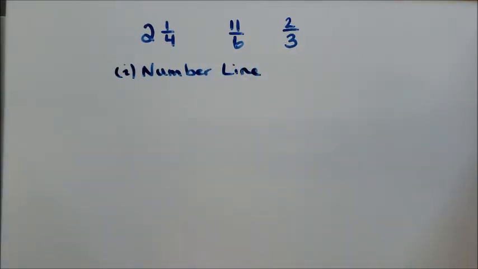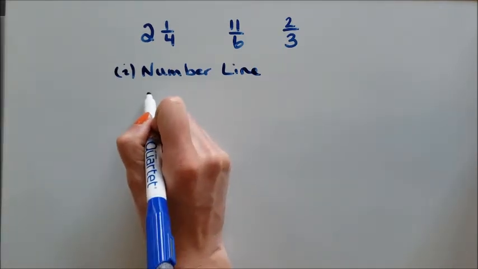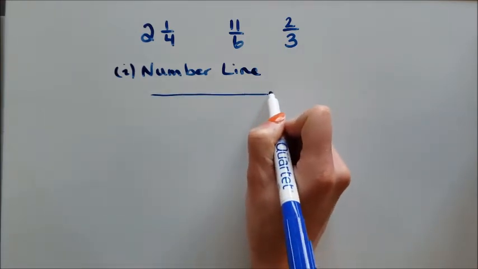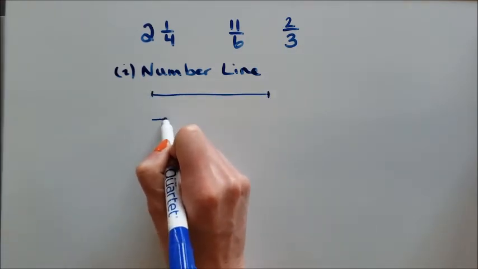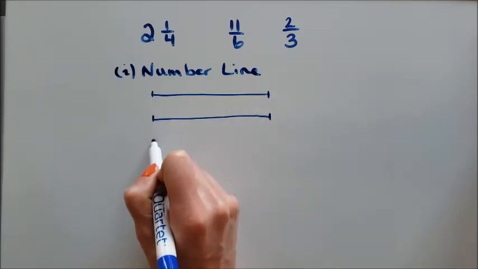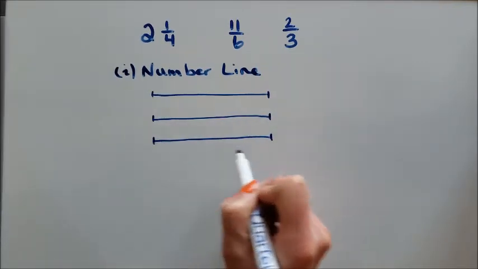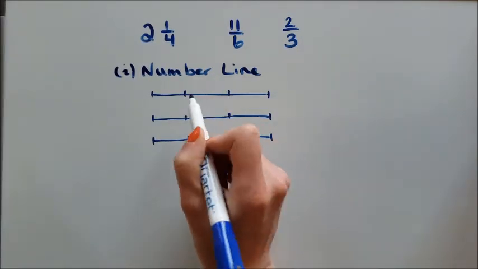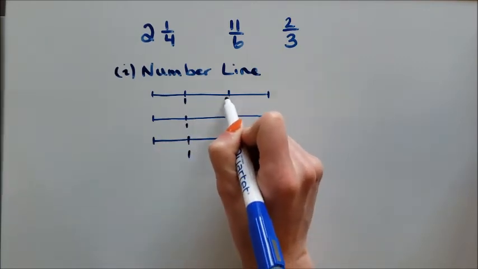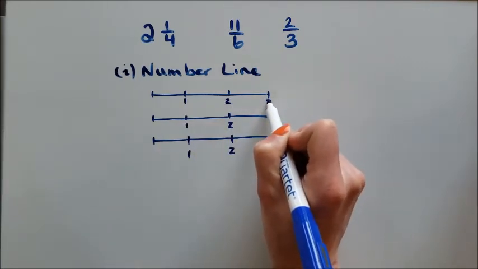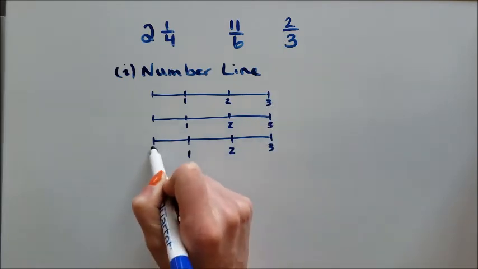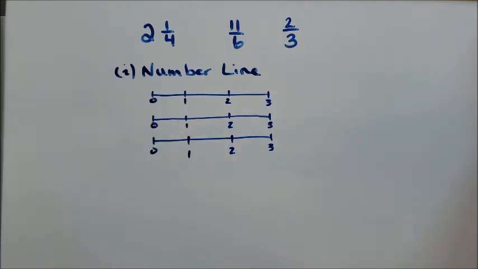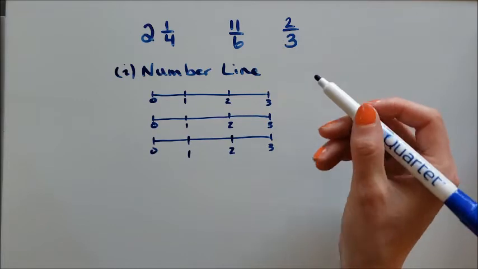Now, when we're looking at number lines, I'm actually going to do it in the opposite order that your notes do, but we can do it 2 different ways. So the first way is by using 3 equal number lines. And what we're going to do is we're going to label them the same. So this is going to be 0 at the beginning, 1, 2, and 3. And what I'm going to do is I'm going to break each of these number lines into the appropriate number of pieces.